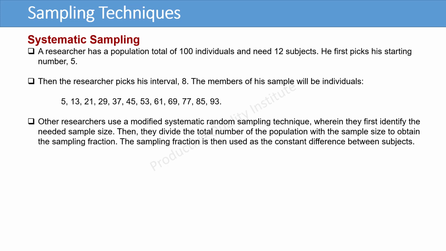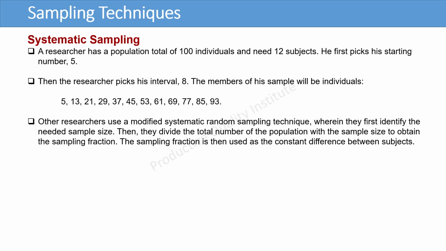A researcher has a population total of 100 individuals and needs 12 subjects. He first picks his starting number, 5. Then the researcher picks his interval, 8. The members of his sample will be individuals 5, 13, 21, 29, 37, 45, 53, 61, 69, 77, 85, and 93.